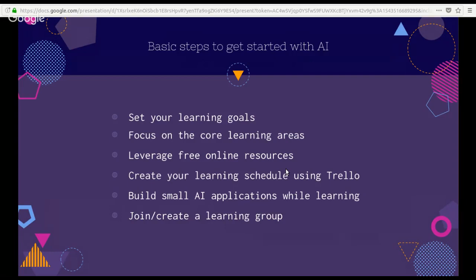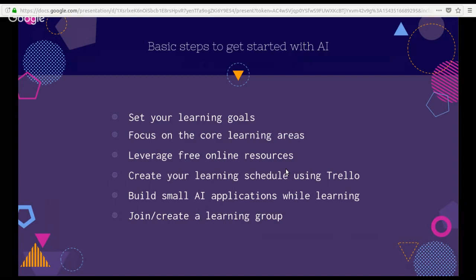The first point that's very important for you guys is to set your learning goals. This means being clear about what you want to do with artificial intelligence. Do you want to just hack around? Do you want to be a practitioner, or do you really want to get the whole thing and push the algorithms and the math behind the algorithms more? That's a very important decision.